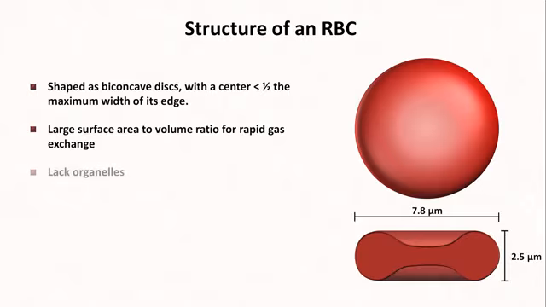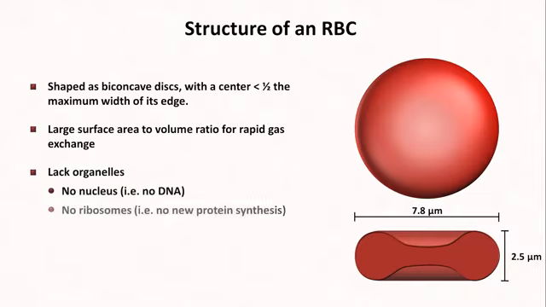Mature red blood cells lack organelles, so no nucleus, meaning it contains no DNA. It has no ribosomes, so there's no new protein synthesis. The proteins an RBC has at the time it fully matures is all it will get over its remaining lifespan. And there are no mitochondria, meaning no electron transport chain or oxidative phosphorylation.